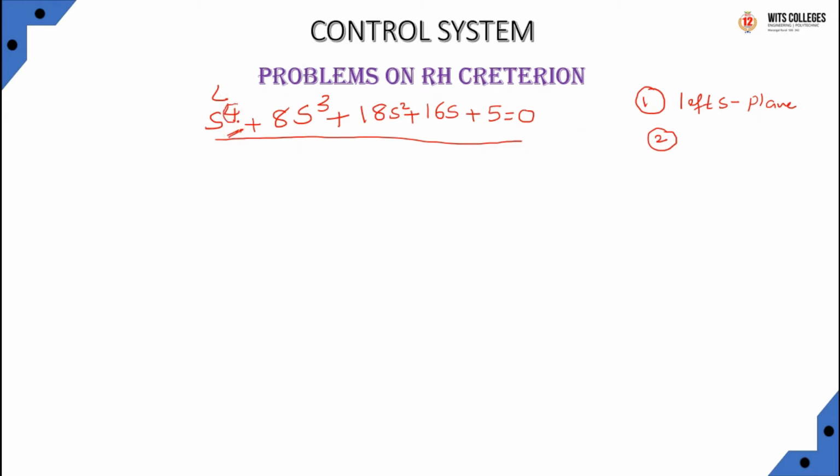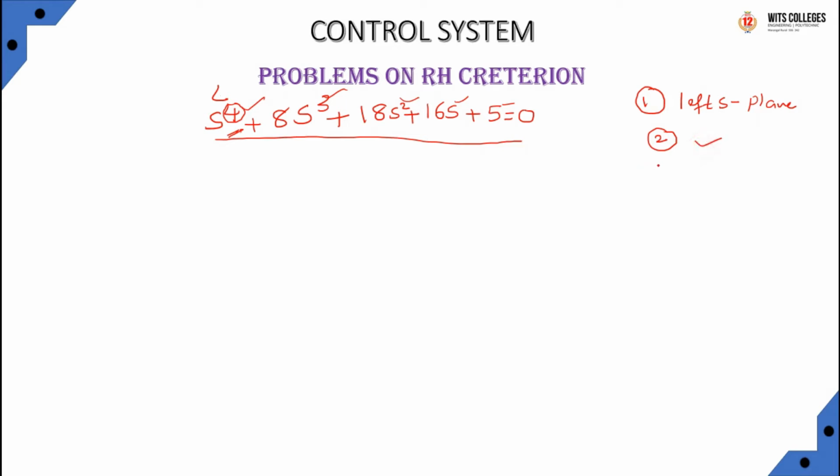Here the degree is 4. In this equation, we have s power 4, s power 3, s power 2, s power 1, s power 0. That means there is no degree missing. That is another condition for a stable system.